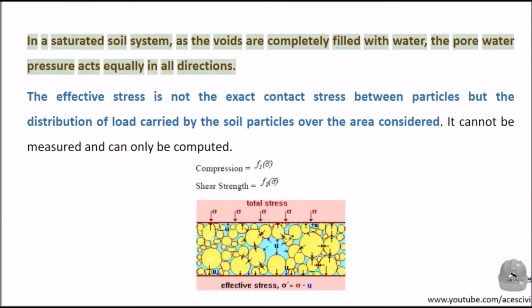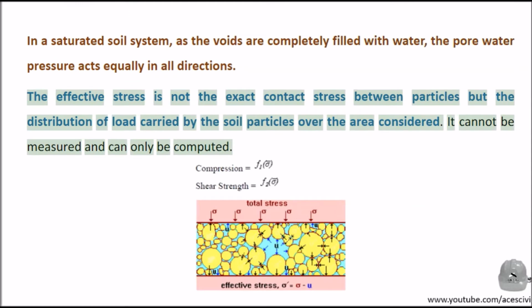In a saturated soil system, as the voids are completely filled with water, the pore water pressure acts equally in all directions. The effective stress is not the exact contact stress between particles but the distribution of load carried by the soil particles over the area considered. It cannot be measured and can only be computed.